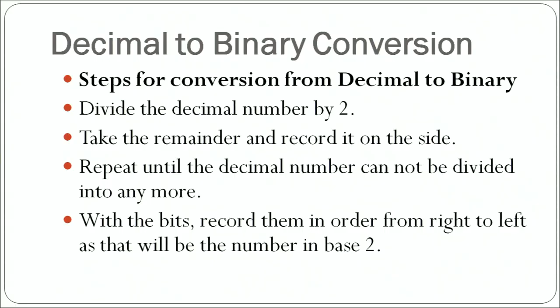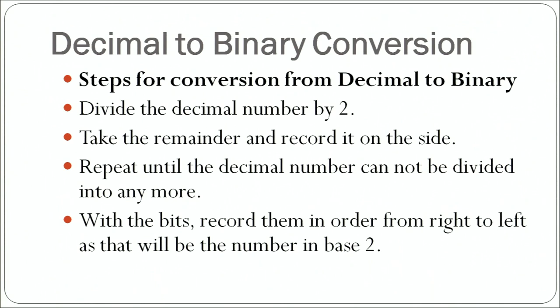We divide the decimal number by 2. Why are we dividing it by 2? Because the binary number system is of base 2. We use only 2 digits here, so we start dividing by 2. We have taken the number 9, and we start dividing it by 2. We take the remainder, not the multiplier.